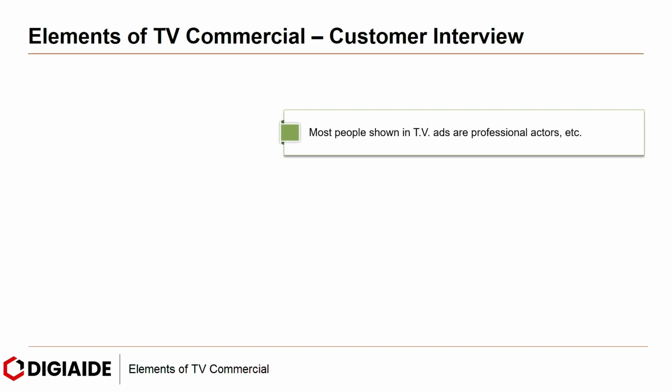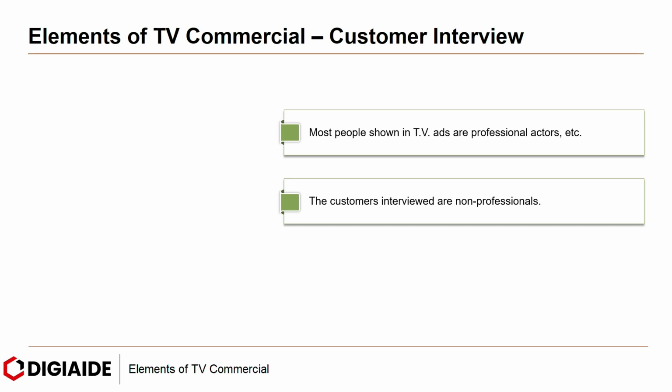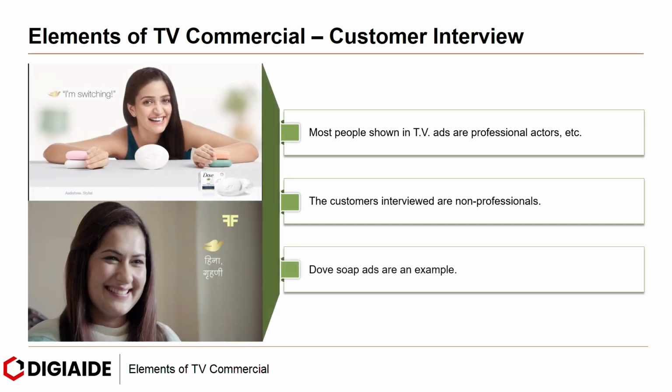Most people shown in TV ads are professional actors, etc. The customers interviewed are non-professional. Having customers talk in the ad sounds more authentic and genuine. For example, Dove soap ads, which feature regular customers talking about the benefits and the glow on their skin.